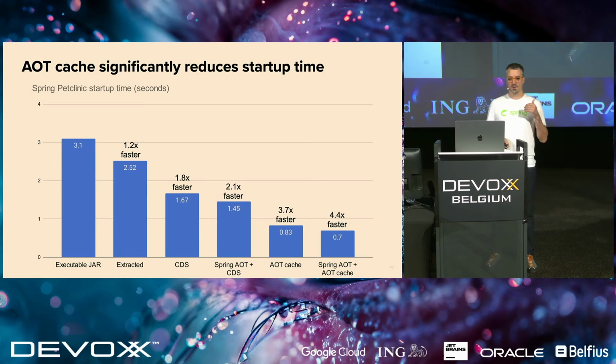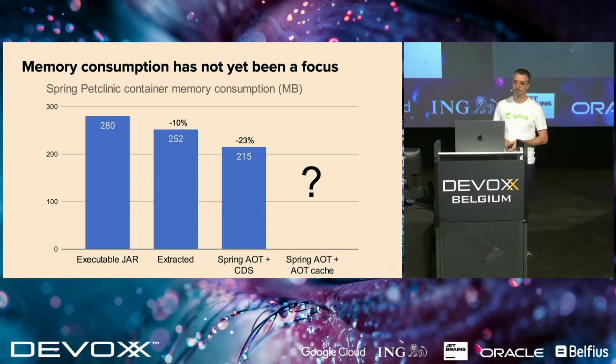So if you want to have more data points, we can see here that CDS, with or without Spring AOT, you can use both variants, allows to speed up the startup time by a factor of 2 compared to executable jar. And Project Leyden AOT Cache allows to speed up the startup time by a factor of 4, which is pretty cool. Of course, that will depend on your application, so you need to test that with your workload, but I think it gives you an order of magnitude of the improvement you can expect from Project Leyden AOT Cache, and CDS is already usable now.